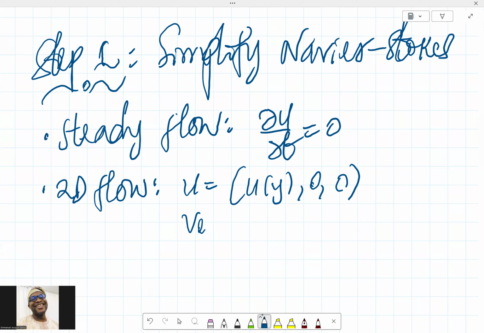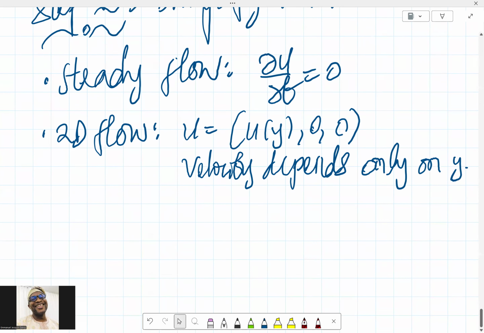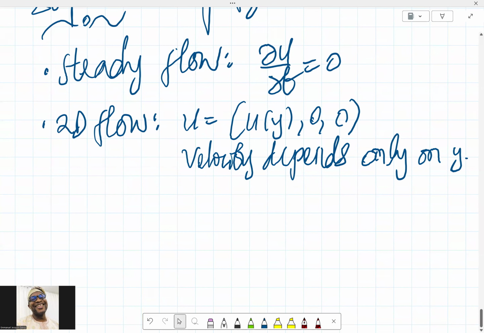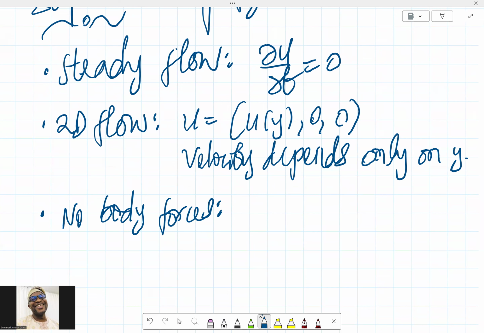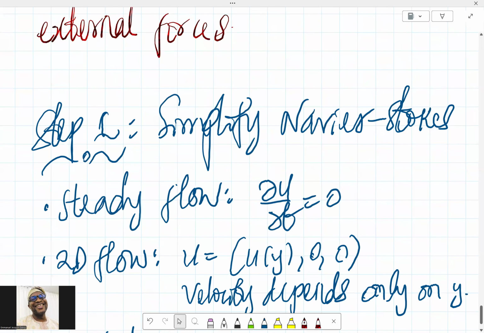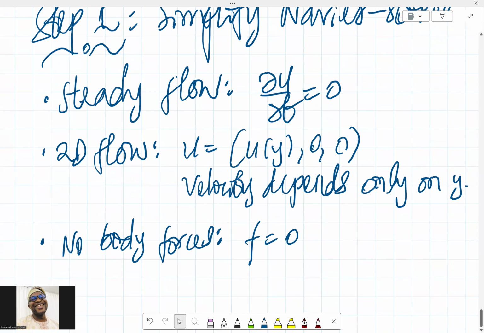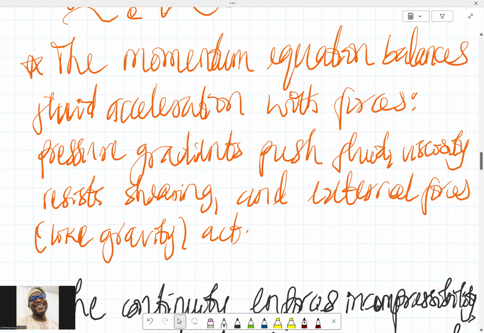Here we say that the velocity depends only on y. So we have u and y alone. Then next, we have no body forces, just like the question tells us that there's no external force. So that tells us that F is equal to 0. The F we have in the original expression, if you remember, is now 0.